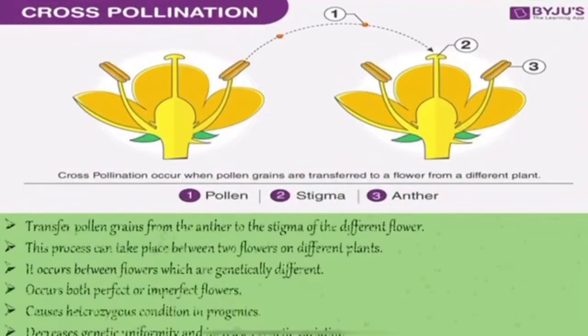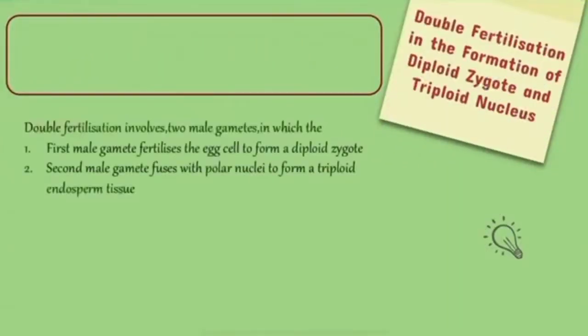Okay, next is cross-pollination. Transfer pollen grains from the anther to the stigma of the different flower. This process can take place between two flowers on different plants. It occurs between flowers which are genetically different. Occurs in both perfect or imperfect flowers. Causes heterozygous condition in progenies. Decreases genetic uniformity and increases genetic variation. So this is for cross-pollination.